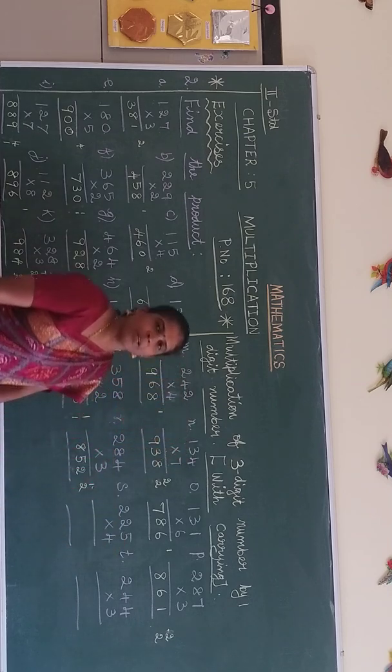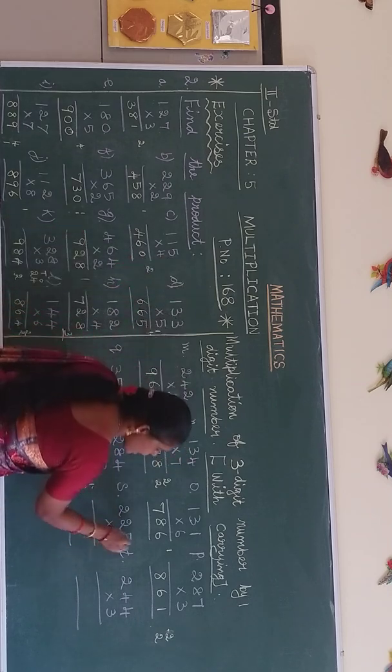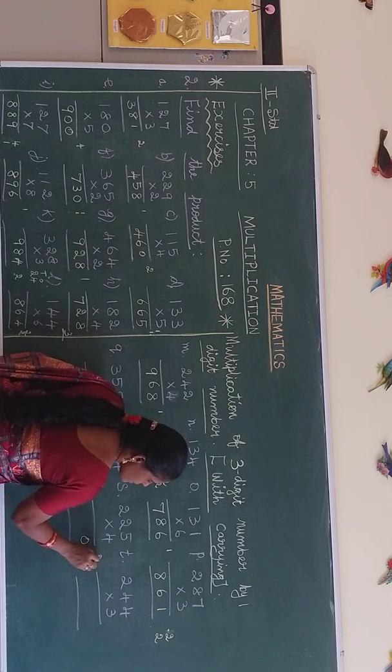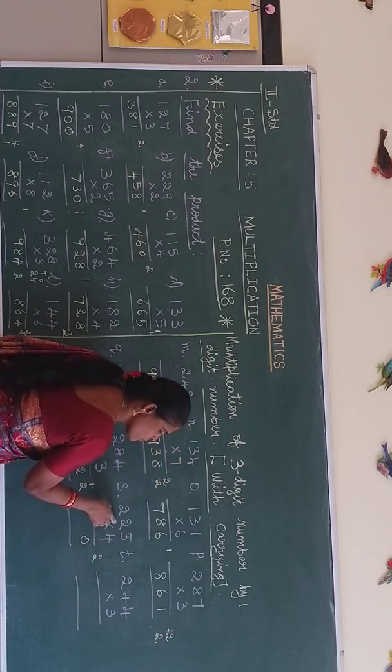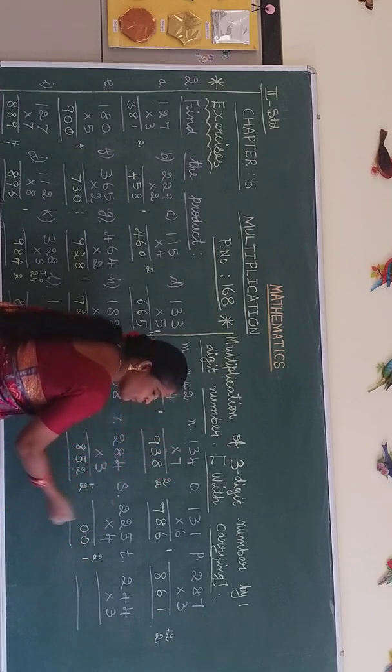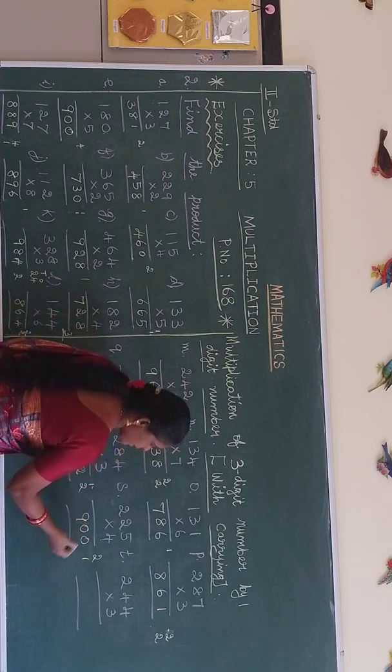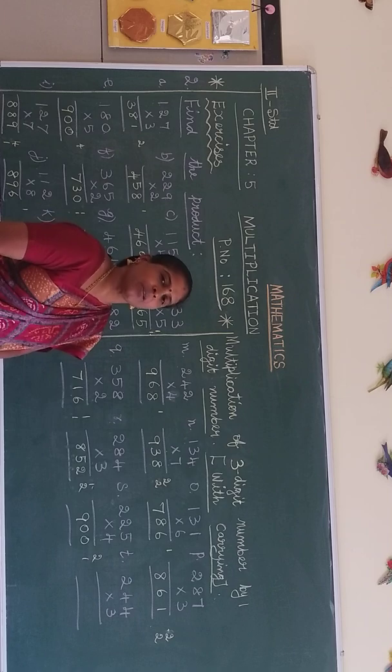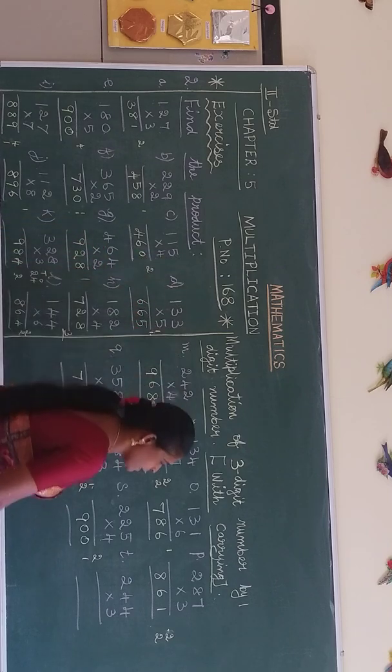Come to next one. 225 multiplied by 4. 4 5s are 20, 0 in this place, 2 in the side. Again 2 4s are 8, 8 plus 2, 10, 0 in this place, 1 in the side. 2 4s are 8, 8 plus 1, 9. So 225 multiplied by 4 is equal to 900.